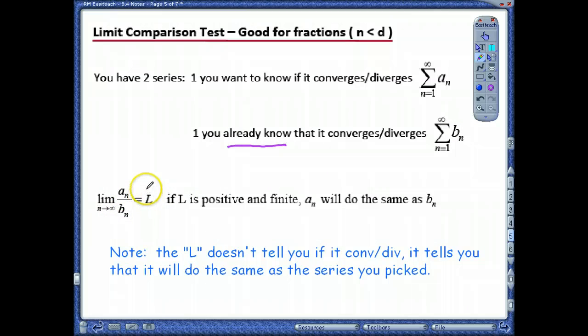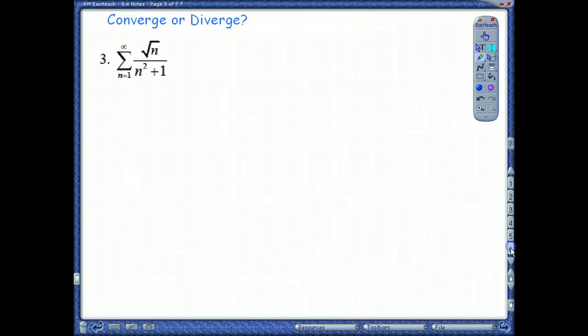If that equals some number that is positive and finite, then the series you're asking about is going to do the same thing as the series you already know about. Okay, so the L doesn't tell you if it converges or diverges. The L tells you it does the same as the series you picked. Okay, I know that's as clear as mud, so let's do an example.